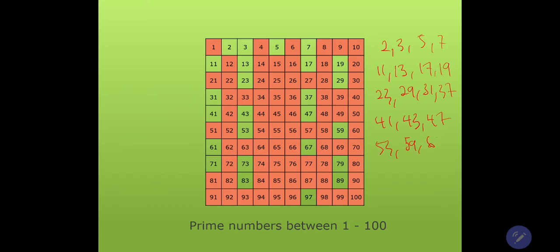59, 61, 67, 71, 73, 79, 83, 89, and finally 97. So from 1 to 100, there are 25 prime numbers.